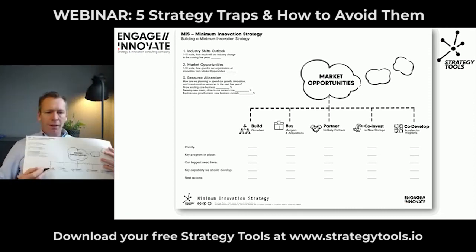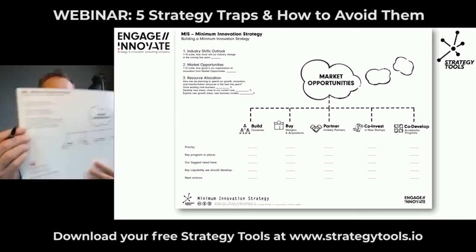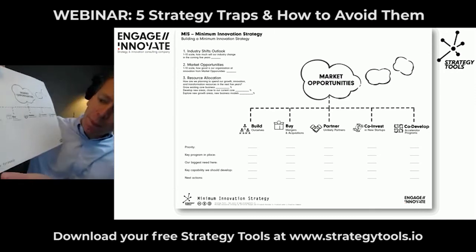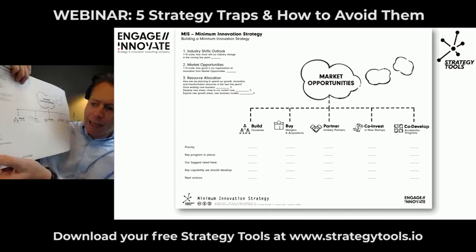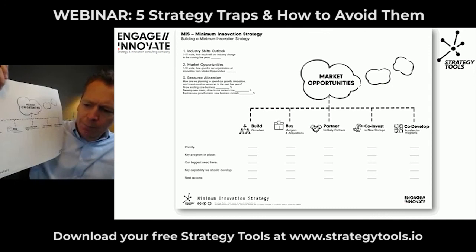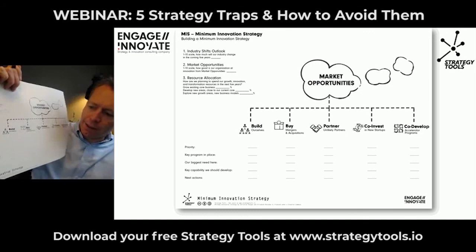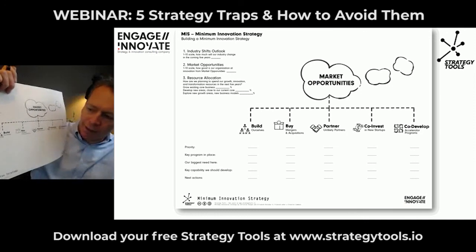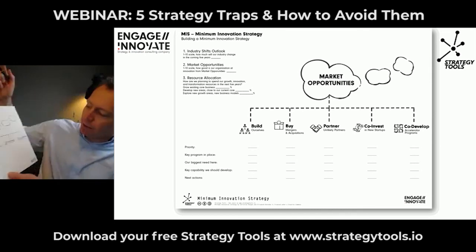Now notice what we've done in these areas. Here we have priority, key programs in place. Let me get that a little bit closer to the screen here. There we go. Our biggest need, key capabilities that we should develop, and next action. So these questions on the lower left of the screen, that's really where you can have useful information and useful discussion. What we've seen testing this and implementing this in a few organizations recently is that these are incredibly challenging questions to discuss. For most companies, let's just say the partner side, so right here.